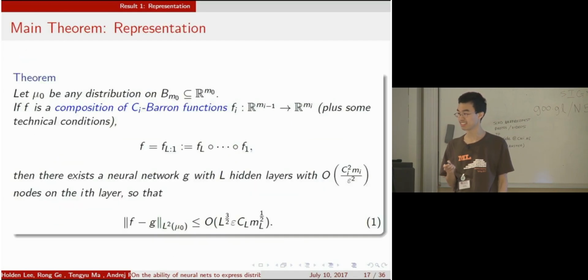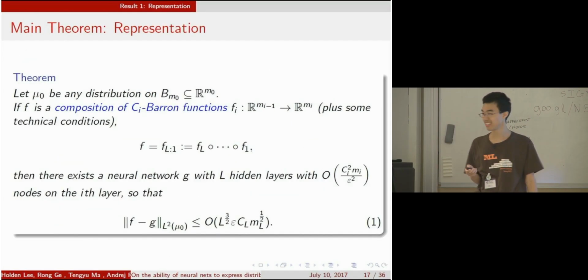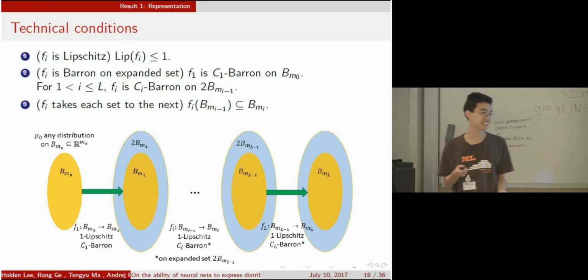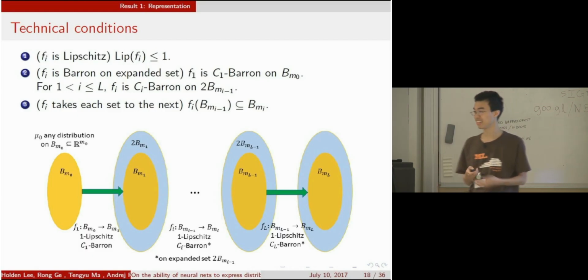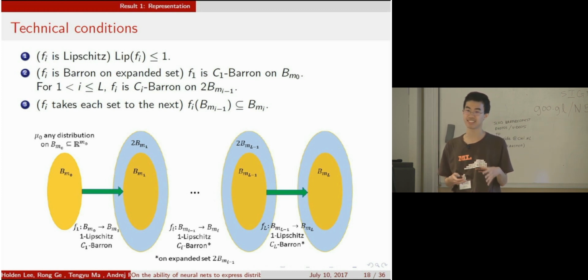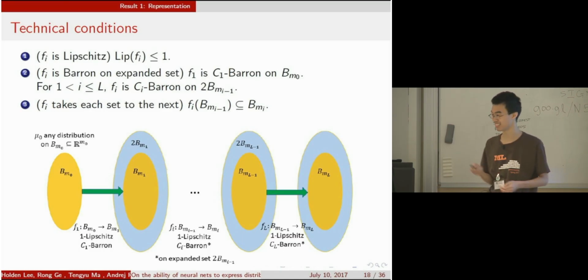Okay, so there are some technical conditions here. First, each of the fi has to be Lipschitz, and actually we require that the functions fi not just be Barron on the ball, but on an expanded version of the ball, say 2 times the unit ball.